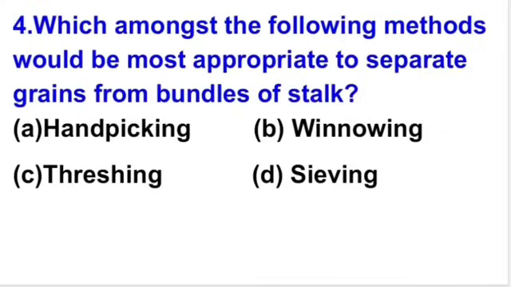Question number 4 is, which amongst the following methods would be most appropriate to separate grains from bundles of stalk? 4 options are given to you, and out of these 4, one option is correct. The options are, first option is hand picking, second winnowing, third option is threshing, and the last option is sieving. Out of these 4 options, only one option is correct.